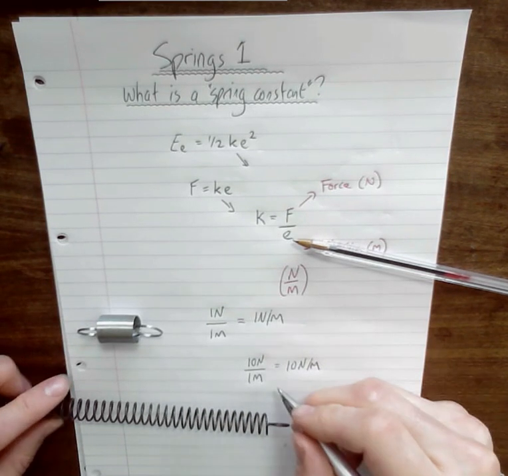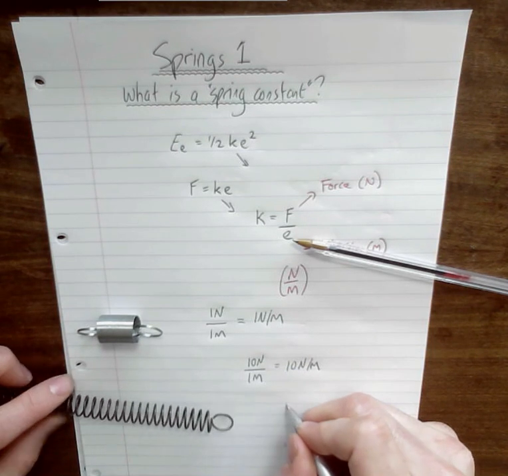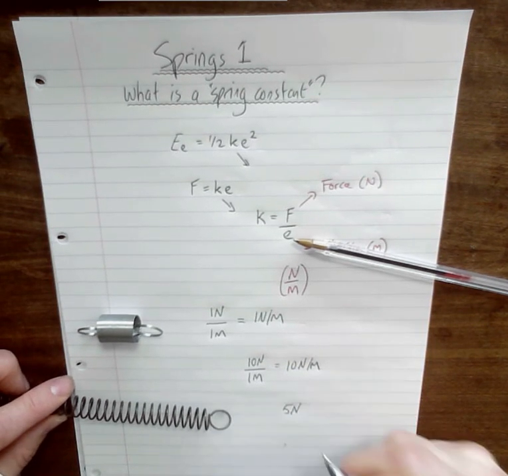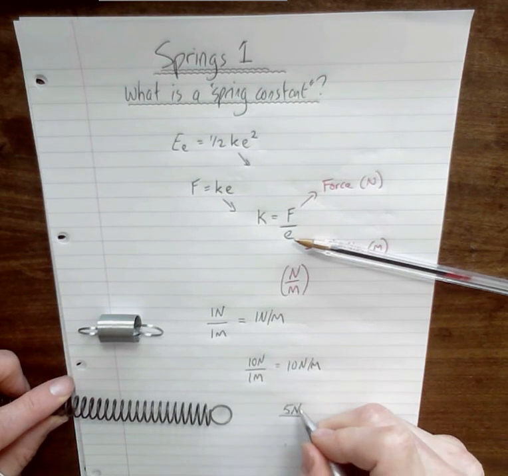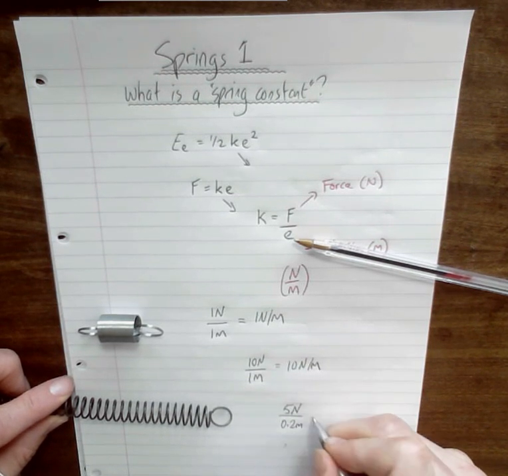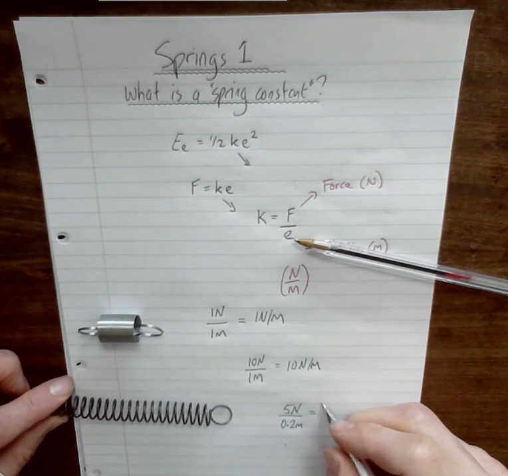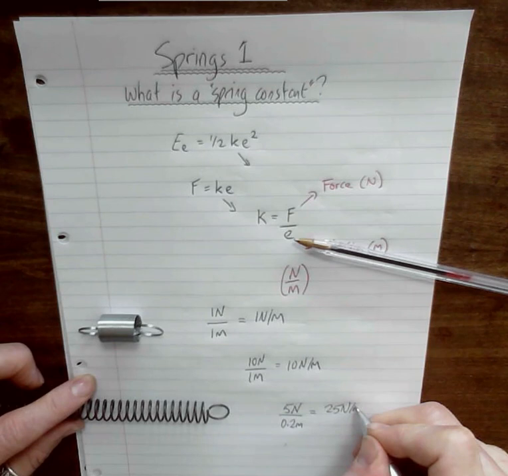Okay, and that just applies to any spring that we have now. Right, so a spring that you measured is requiring 5 newtons of force to stretch 20 centimeters, or 5 newtons per 20 centimeters is 0.2 meters. 5 over 0.2 is going to give you 25 newtons per meter.